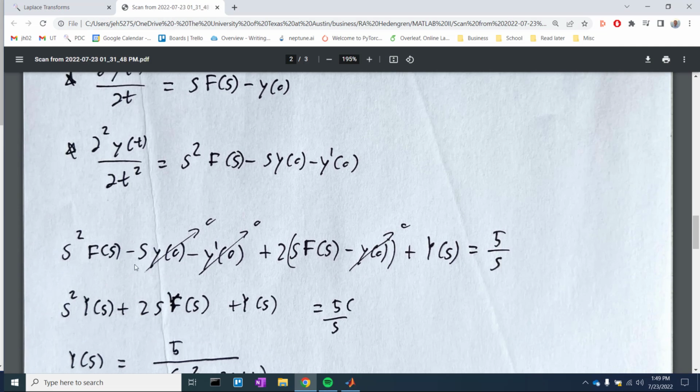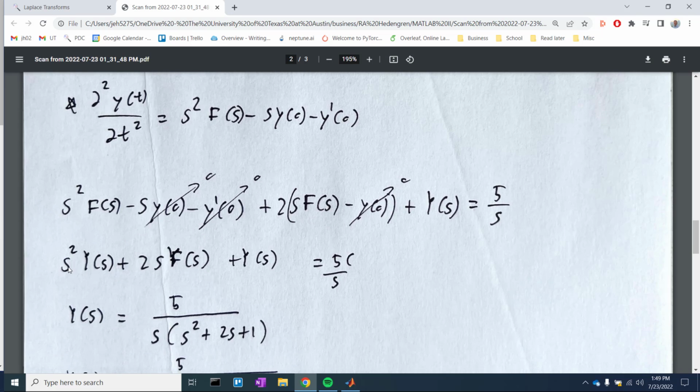So let's go ahead. We set our y naughts to 0, so we get s squared Ys plus 2s Ys plus Ys is equal to 5 over s.